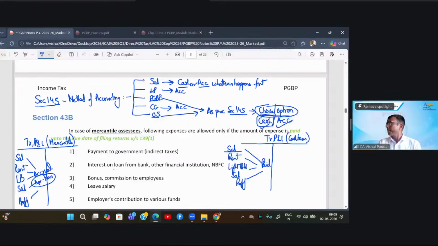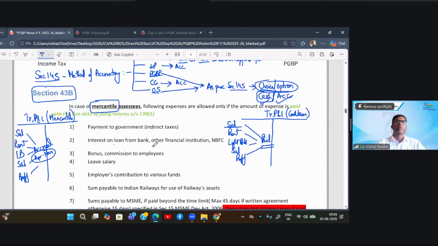Now comes 43B, the next restriction. This restriction applies only when you are following the accrual method. If you are following cash basis, section 43B is not applicable to you. You don't have to satisfy this condition. Now, what does 43B say? Where you are following accrual method, it means you have debited those expenses in P&L which may actually not have been paid. It is only accrued but not paid.